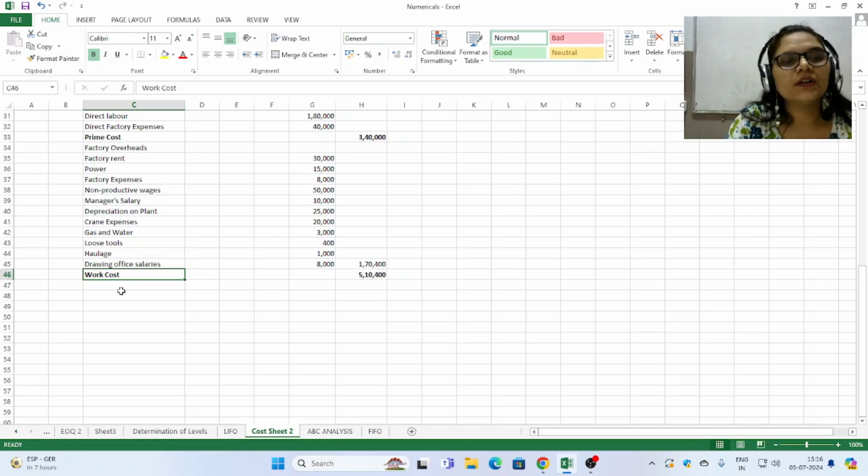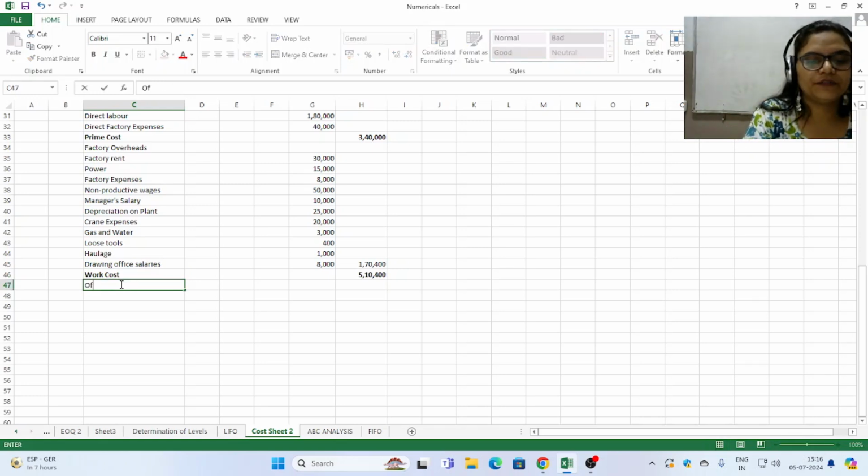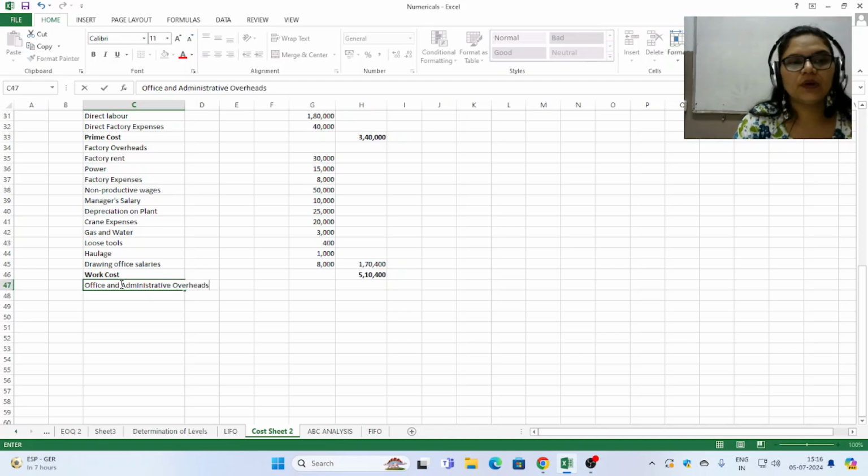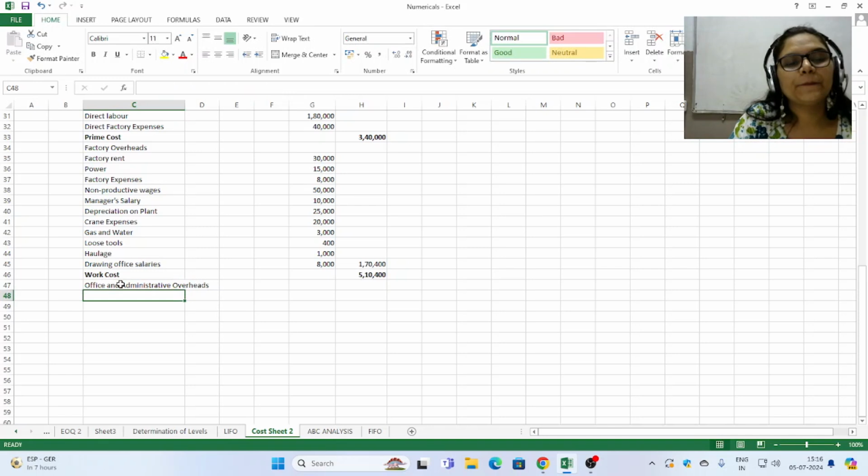Now, after work cost, if we add office and administrative overheads in our work cost, we get cost of production or office cost. Office and administrative overheads are basically expenses which are related to the office premises, and related to administrative responsibilities of the firm.